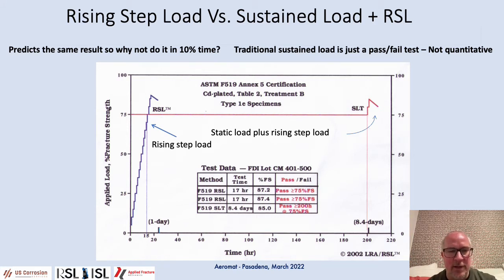So in this particular example on the left side, you're seeing the rising step load and how it's applied to a material over a number of hours. And on the right side, you're seeing the sustained load method, in which the material is held at the same sustained load for 200 hours and then stepped up until fracture occurs. And this method is commonly used as ASTM F519, which is applied to a wide number of different aerospace components because it's helpful for ensuring that materials aren't susceptible to hydrogen embrittlement.